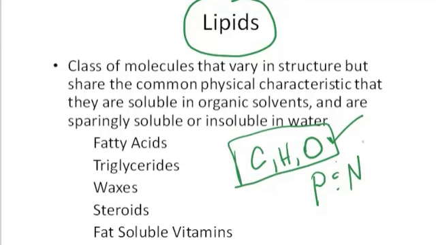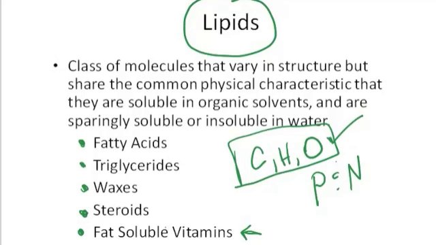Okay, so when we're talking about lipids, we're referring to fatty acids, triglycerides, waxes, steroids, which we've already talked about when we were talking about drugs, and the fat-soluble vitamins. We'll come back and talk about the fat-soluble vitamins when we get to micronutrients. Okay, but they are classified as a lipid.